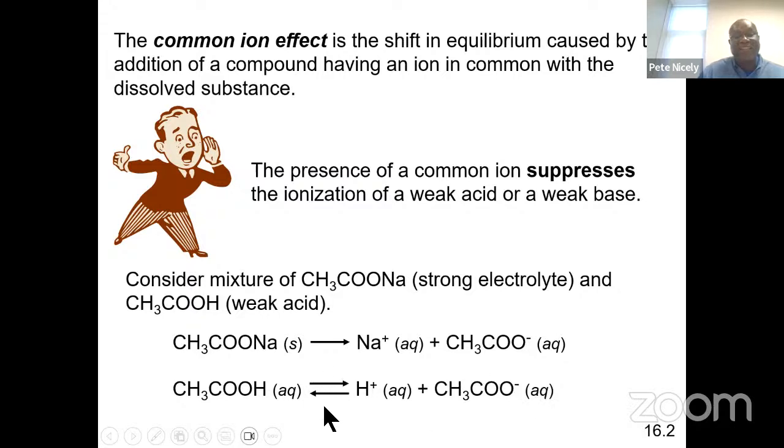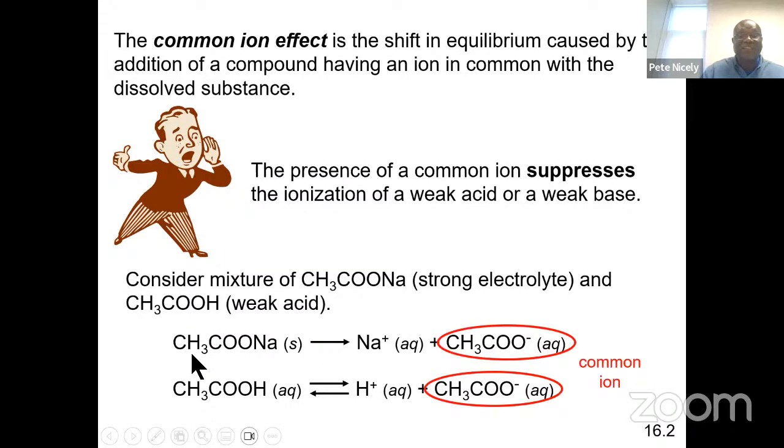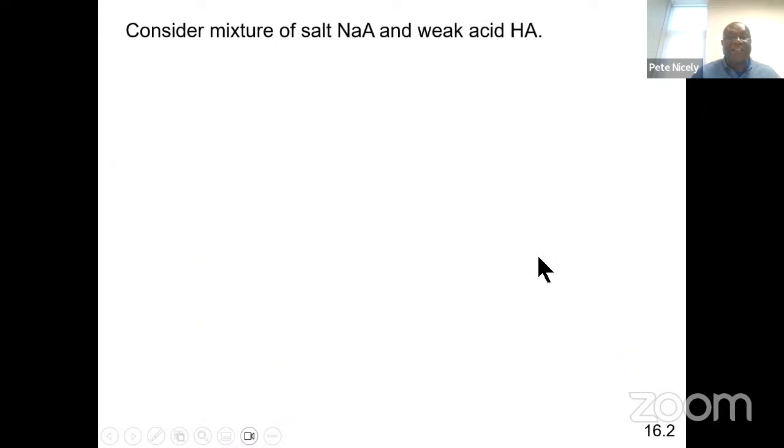What will happen in this case is that the dissociation of the acetic acid will be suppressed because of the presence already of the acetate ion coming from the dissociation of the sodium acetate. So the equilibrium in the dissociation of the acetic acid will be shifted more towards the left. Therefore the pH of that solution would be greater than the pH of a solution of acetic acid by itself dissolved in water. That's an example of what we call the common ion effect.